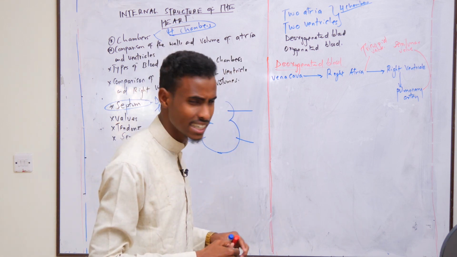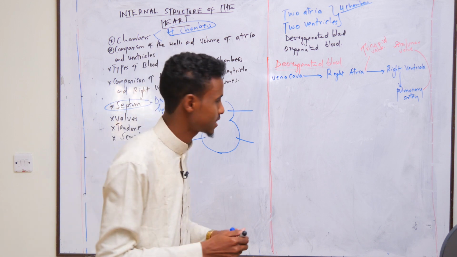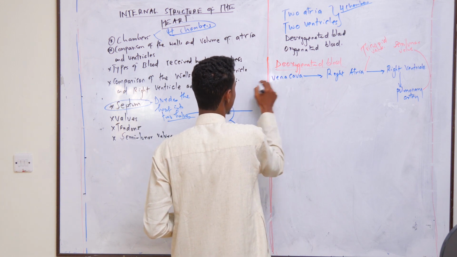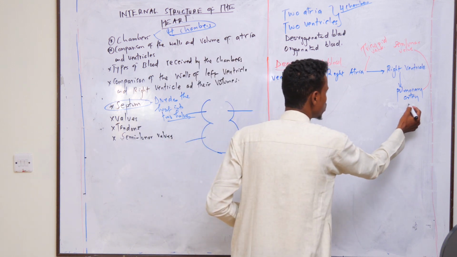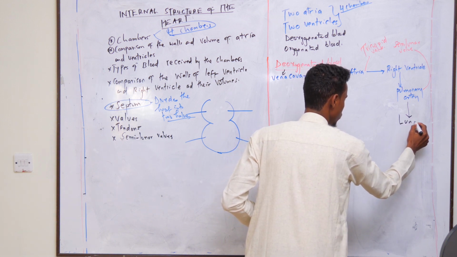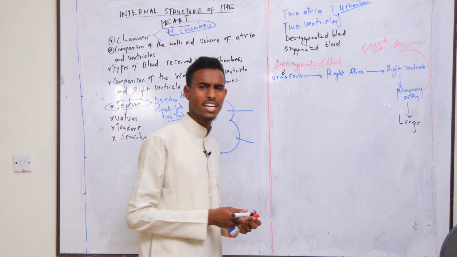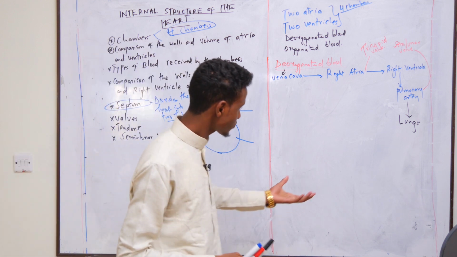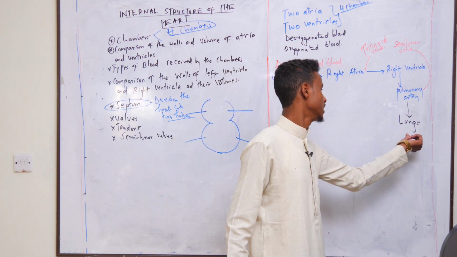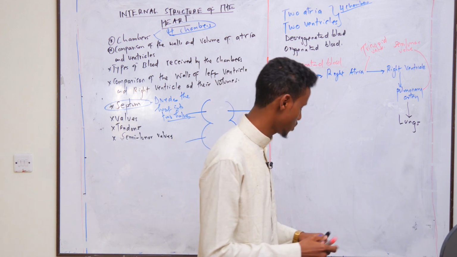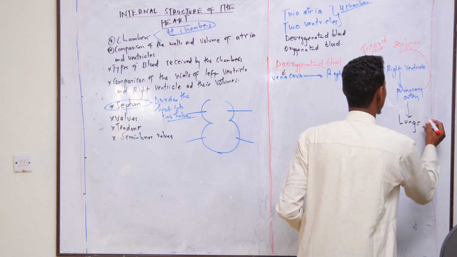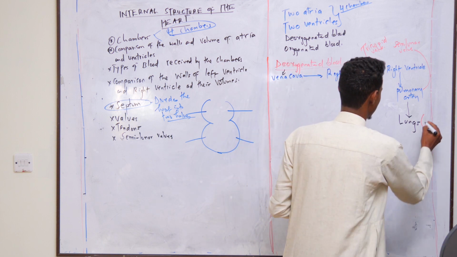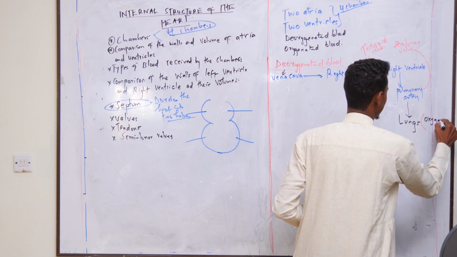Now from the pulmonary artery class, the blood goes to the lungs. This was initially deoxygenated blood. Now it goes to the lungs. Now class, in the lungs, what happens? We know the lungs add oxygen. In the lungs, the deoxygenated blood becomes oxygenated. Oxygen is added. Oxygenated blood.